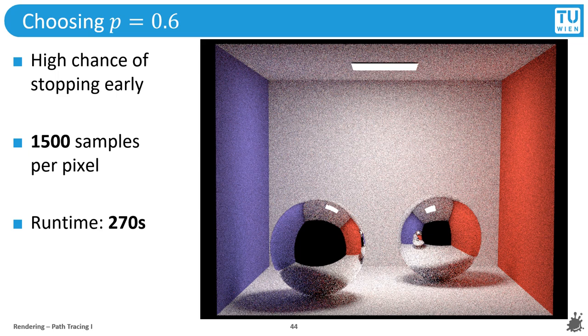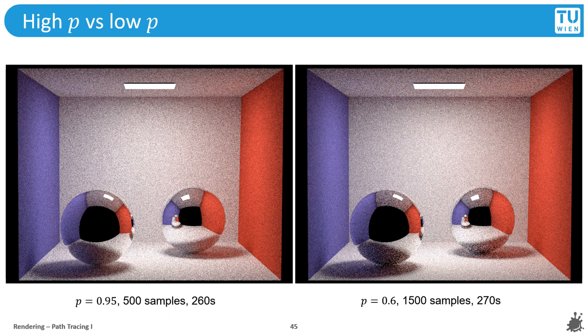If we now put the two renderings, one generated with high survival probability and few samples, and one with low survival probability and many samples, side by side, we see that the one on the right has some characteristic unsightly artifacts. Tiny bright spots in the shadows that make the image on the right objectively worse than the one on the left, even though it took us slightly longer to compute it.